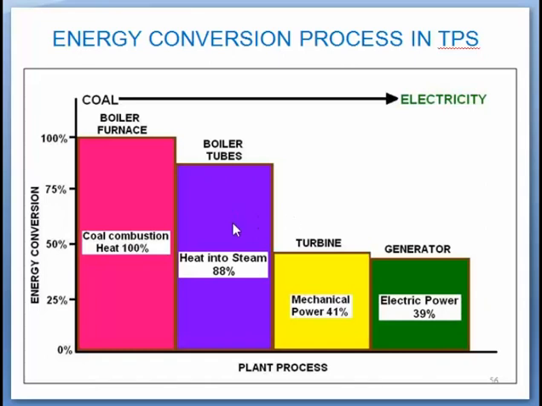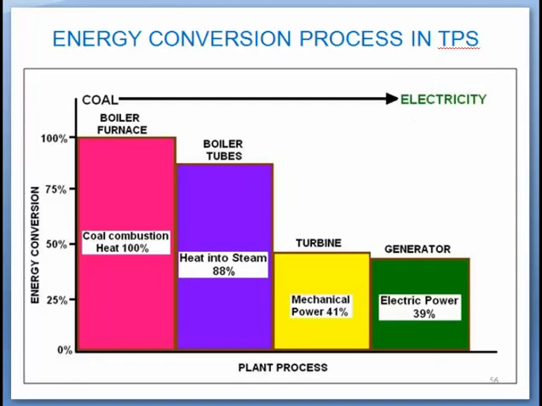This steam finally goes to the turbine and rotates it, and only 41% is made available as mechanical power because of various reasons, including the efficiency of the turbine. This prime mover rotates the generator, and finally we get only 39% as electrical power. So starting from 100% energy of coal, we land at somewhere around 39% electrical power.